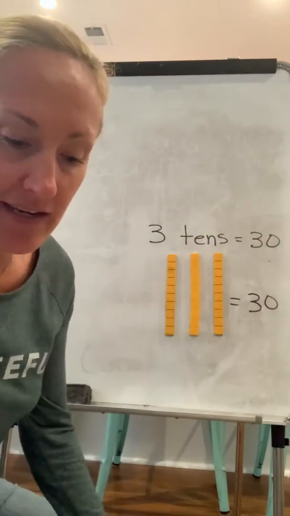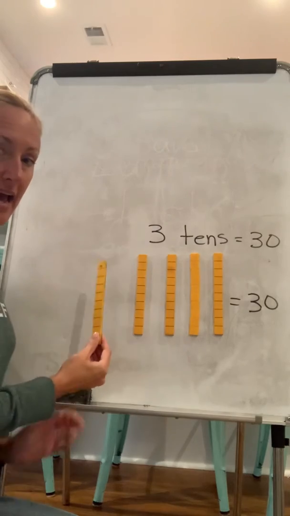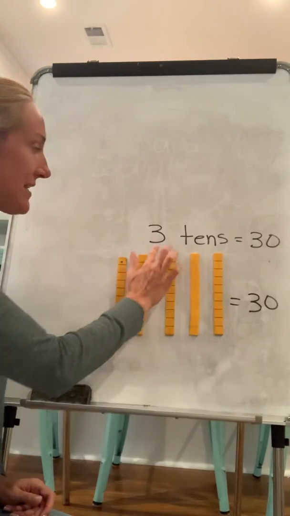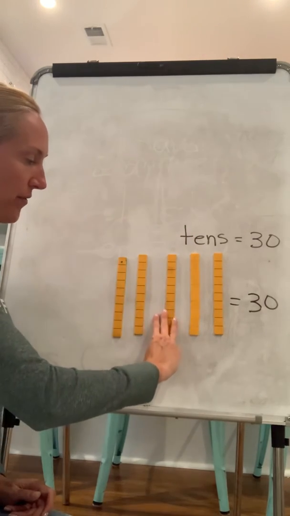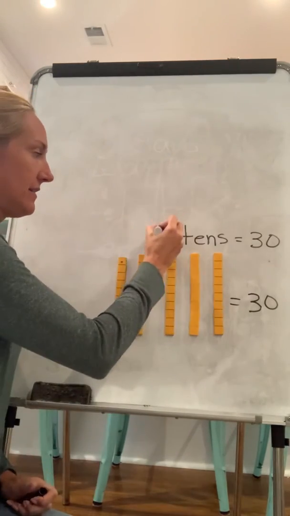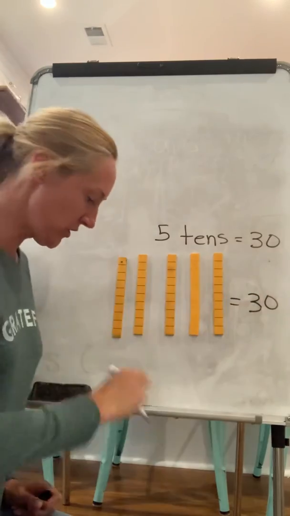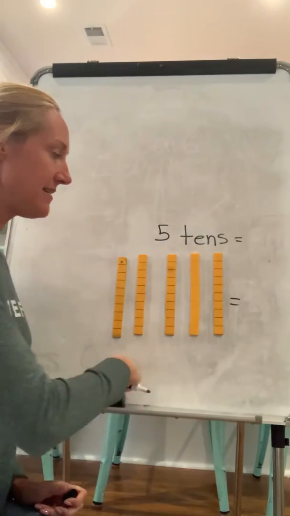Okay, hold on a second. I know you guys know this. Let's practice. What if I just added a couple more tens? So I don't have 3 tens anymore. Now I have 1, 2, 3, 4, 5 tens. So does that still equal 30? Nicholas was like, no, that doesn't equal 30. Okay. Now we have 5 tens.